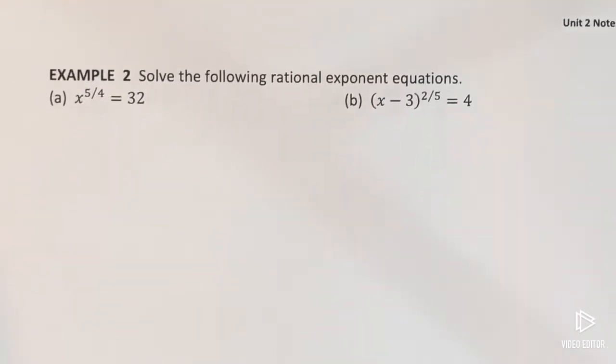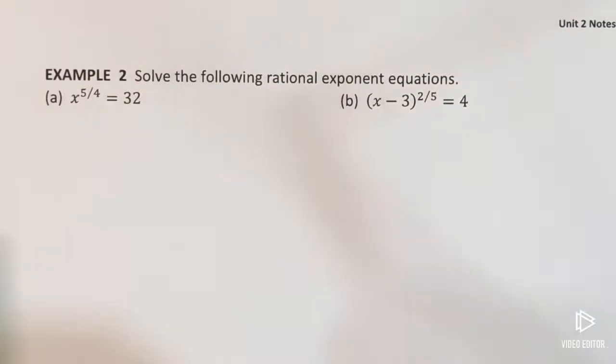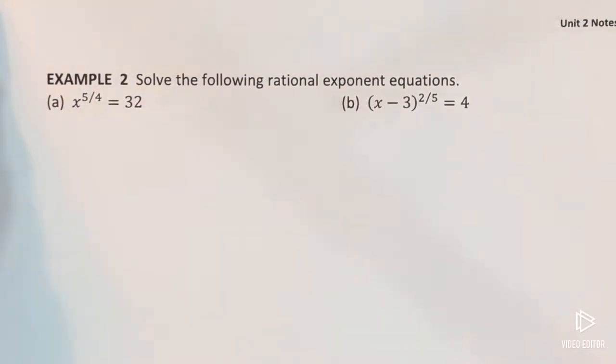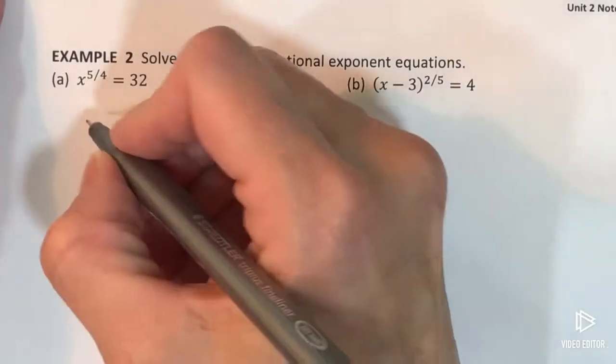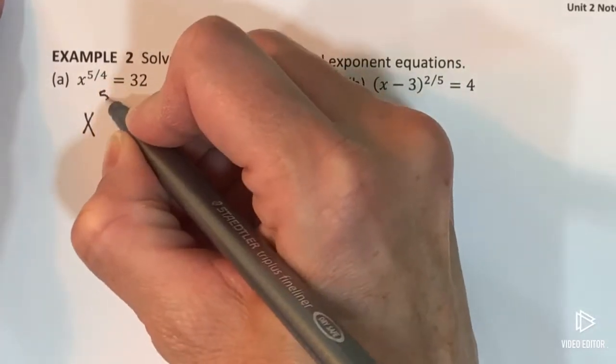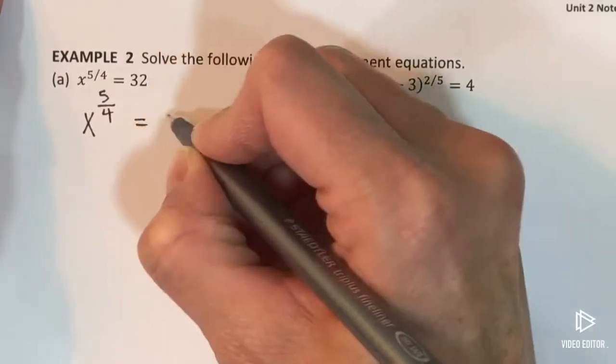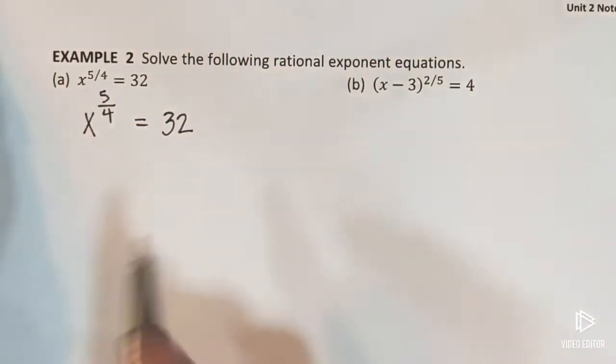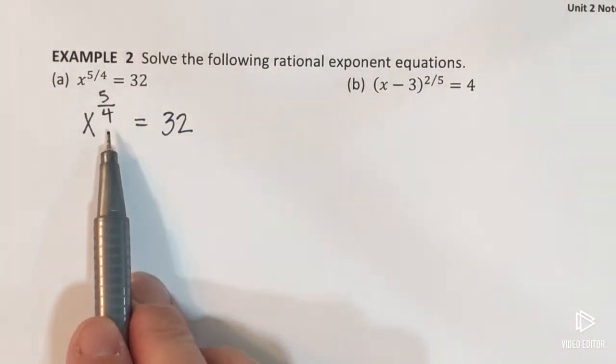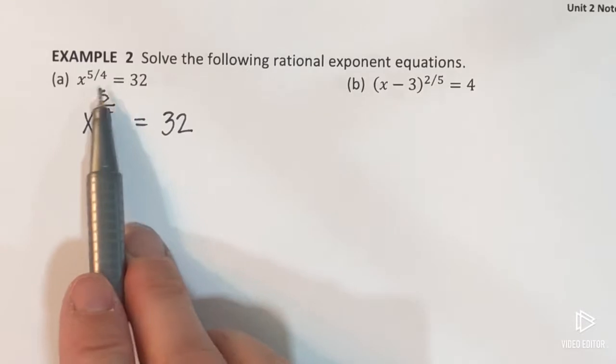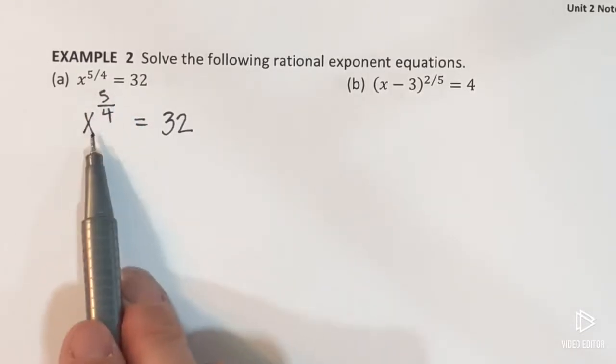Okay, example 2. Solve the following rational exponent equations. And sometimes it's kind of hard to see what the powers are, so be sure you watch real careful. So I'm going to write this one down again. It's x to the 5/4 equals 32. I know it's a rational exponent equation because I have a power that's a fraction. So step number 1, isolate whoever has the fraction power, which in this case is x. He's already all alone.